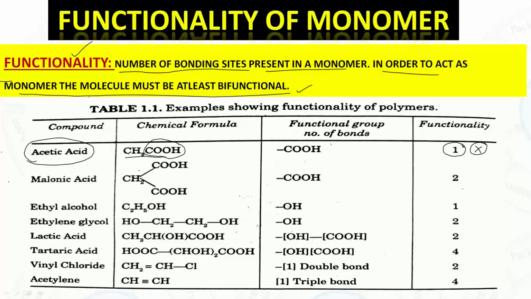But if it had a functionality of more than 1, then of course it would form the polymer.